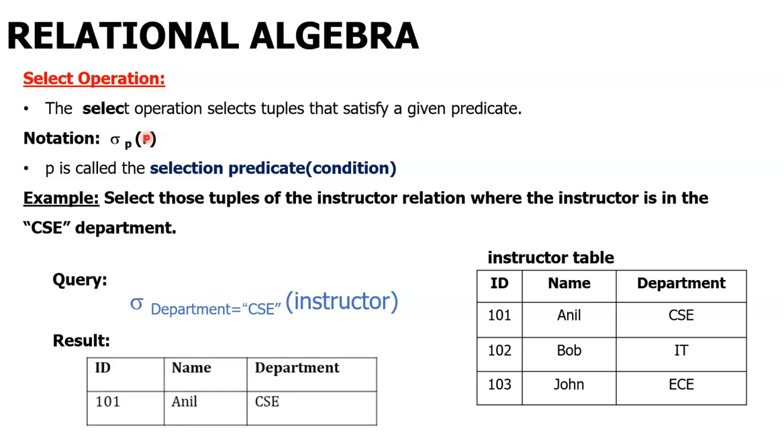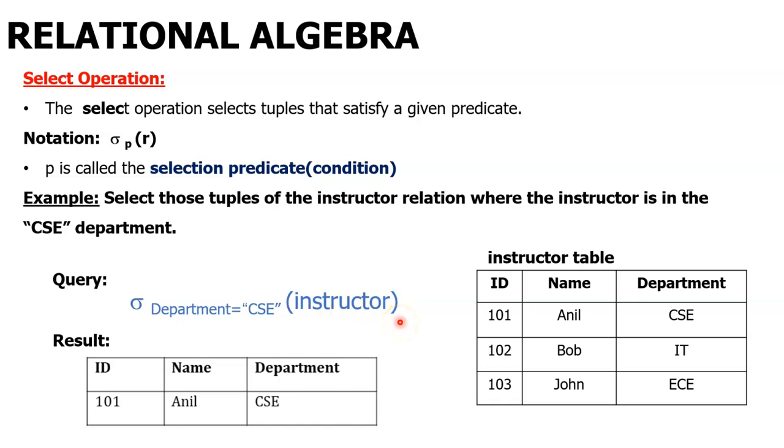So I have an example here. Select those tuples, as I said, tuples are nothing but rows. Select those rows of the instructor relation, which is the instructor table, where the instructor is in the CSE department. I want to check the instructor table to see which instructor belongs to CSE. By seeing this table, I can easily say that the person having ID number 101 and the name Anil belongs to CSE. So I want only this row to be displayed.